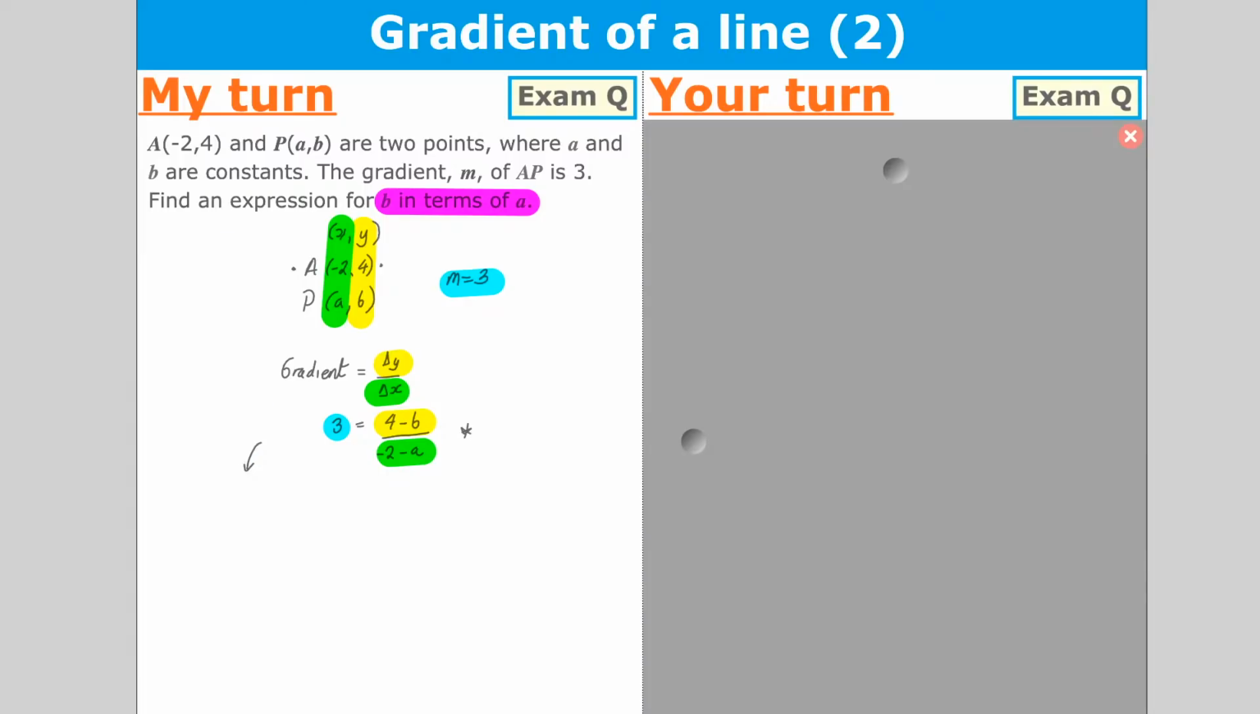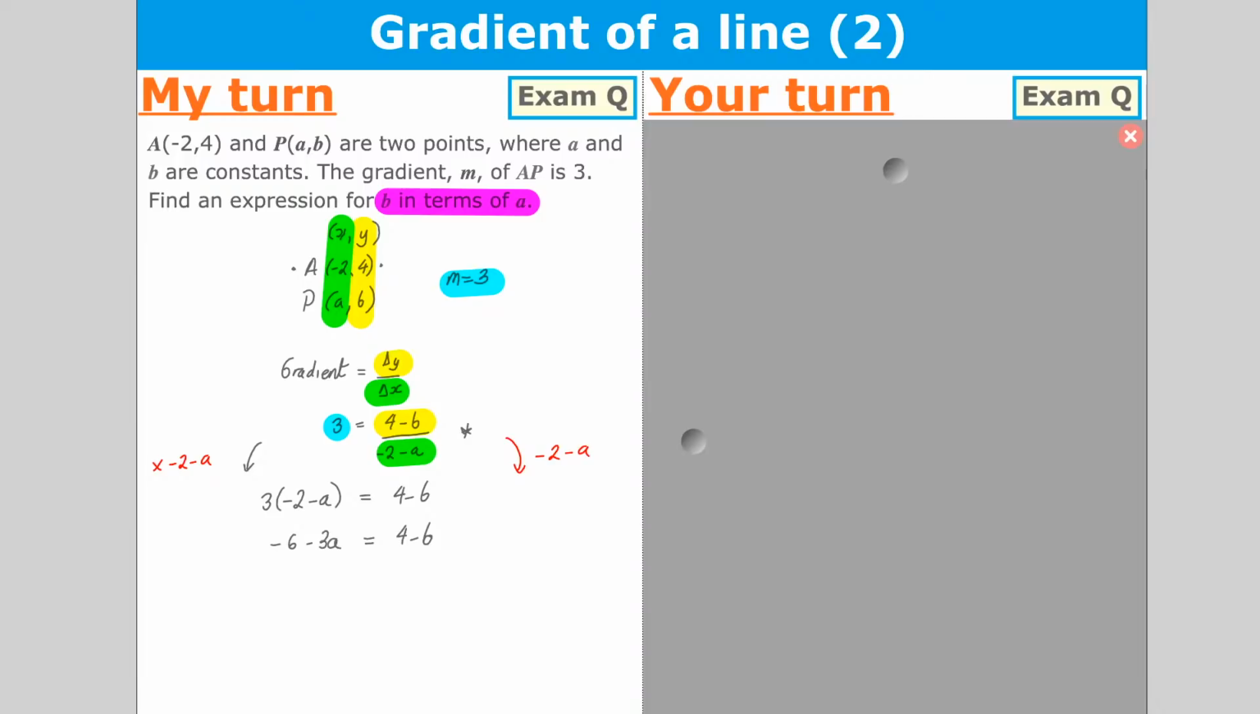In order to do that, let's multiply both sides by -2 subtract A. That's to remove this denominator, to make it 1. So on the left-hand side, that 3 will stay, but I'll get brackets, -2 subtract A, is equal to, I just end up with a numerator, 4 subtract B. Then I'm going to expand these brackets. 3 times -2 is -6. 3 times negative A is -3A. And the right-hand side is just 4 take away B.